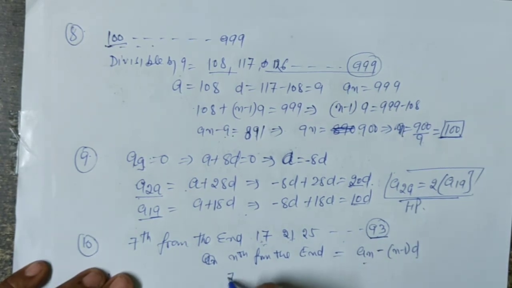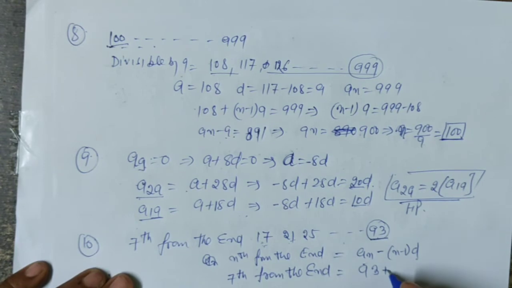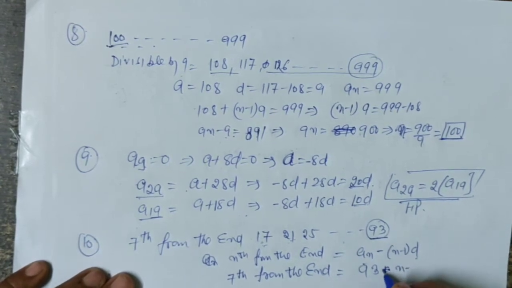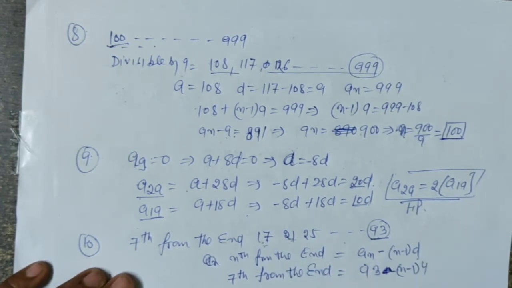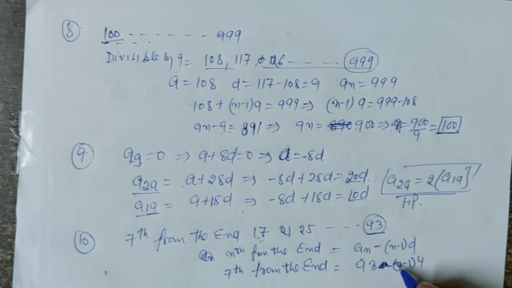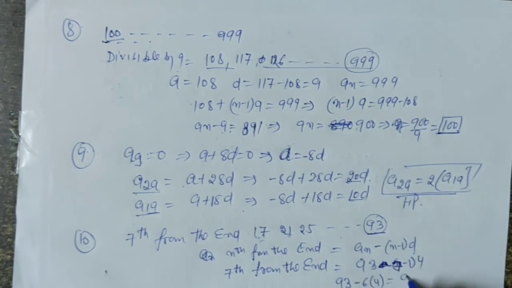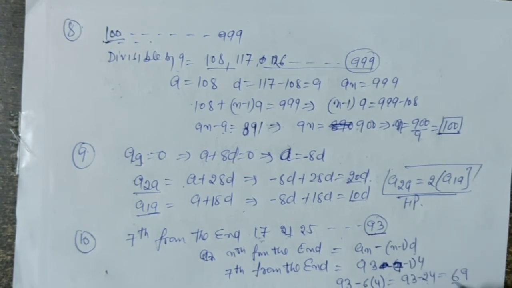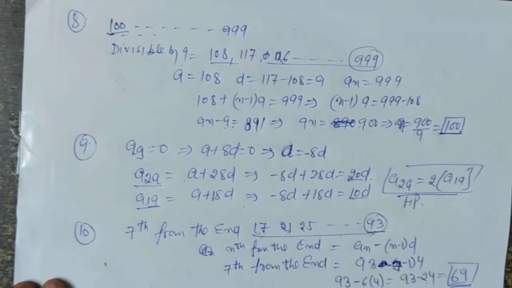Now you have to find the 7th term from the end. What will it be, beta? 93 minus (n minus 1) into d, where d is 4, and n is 7, 7 from the end. 93 minus 6 into 4. That will be 93 minus 24, which is 69. So 69 will be the 7th term from the end for this series.